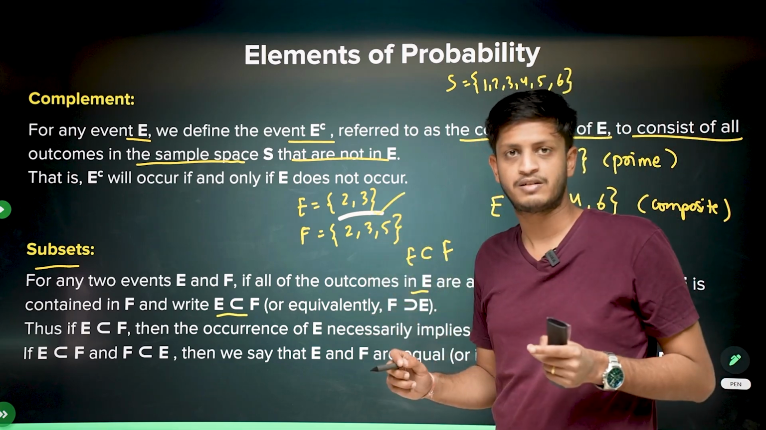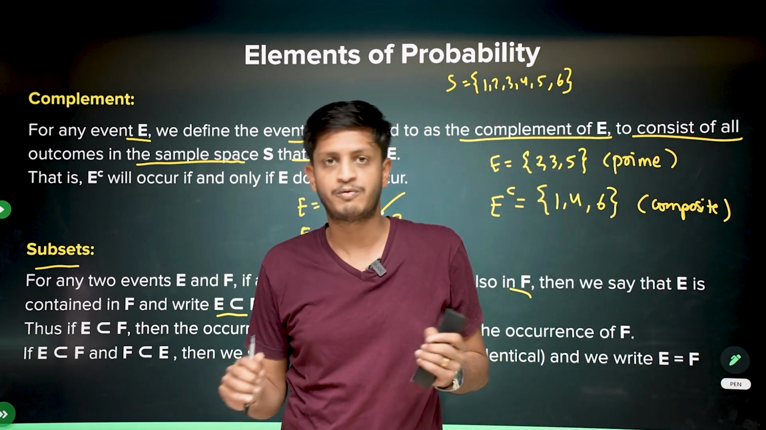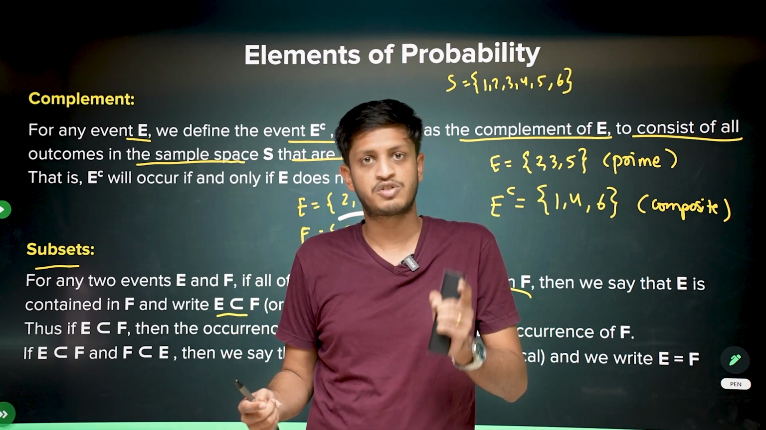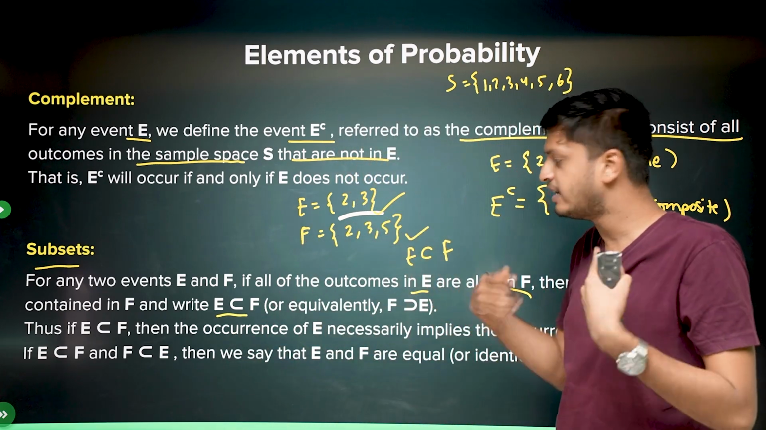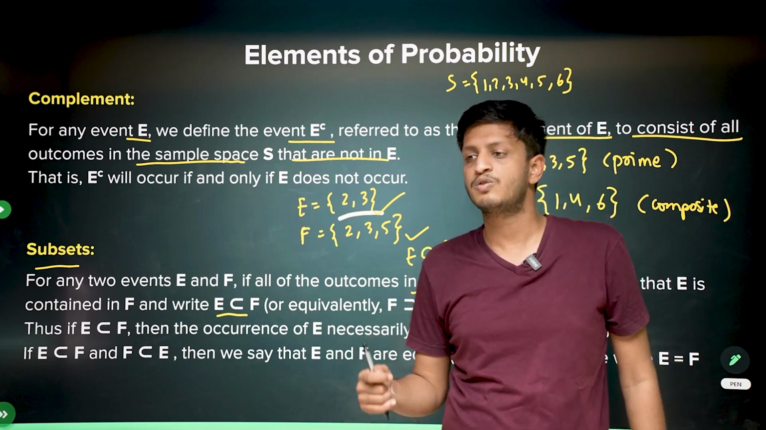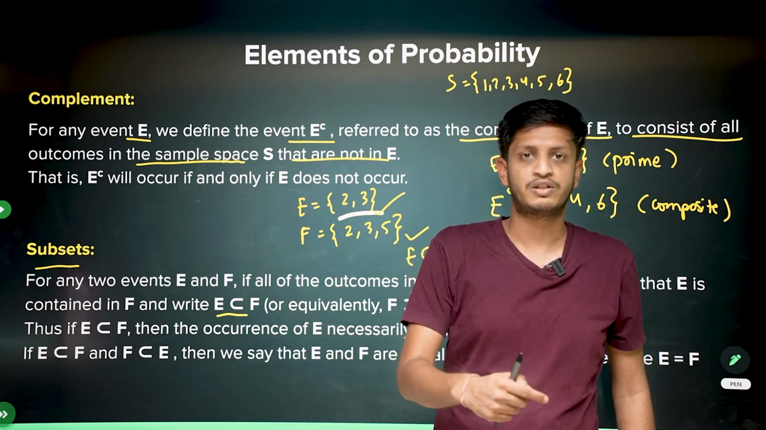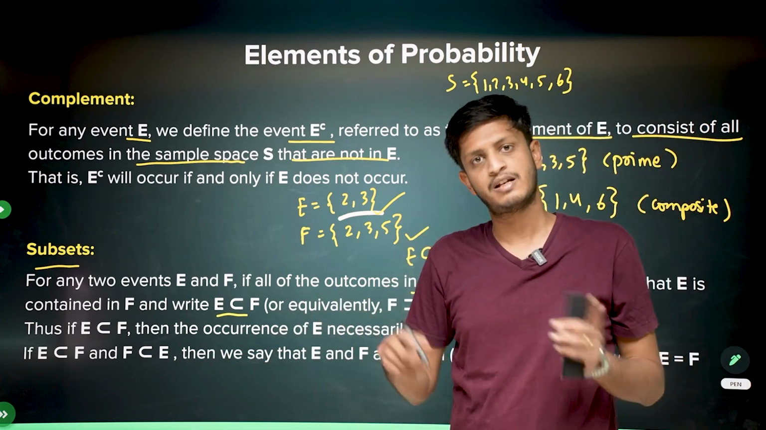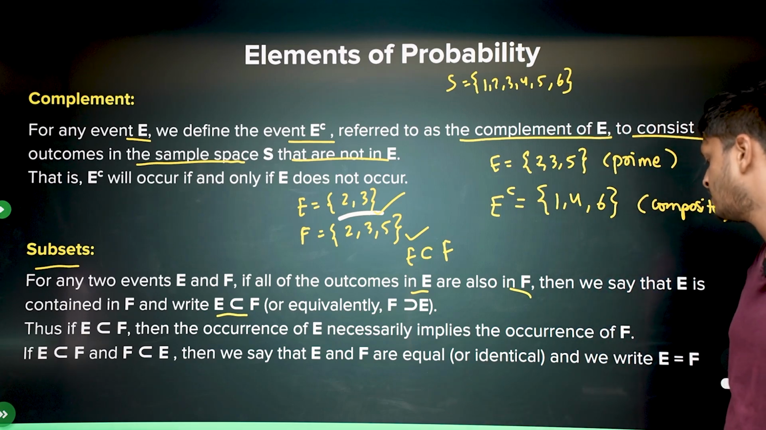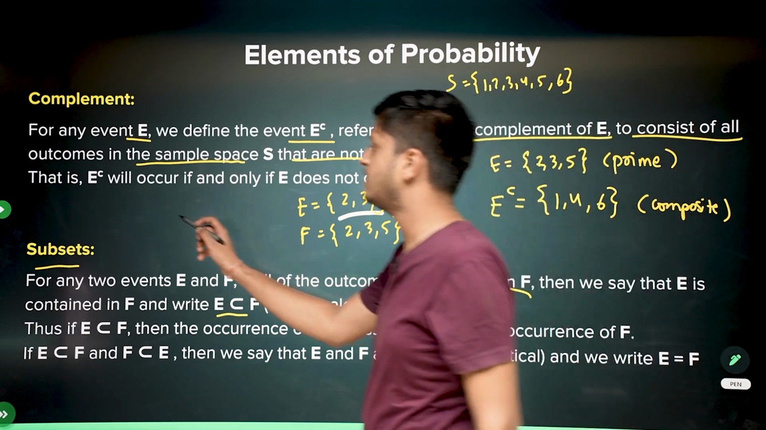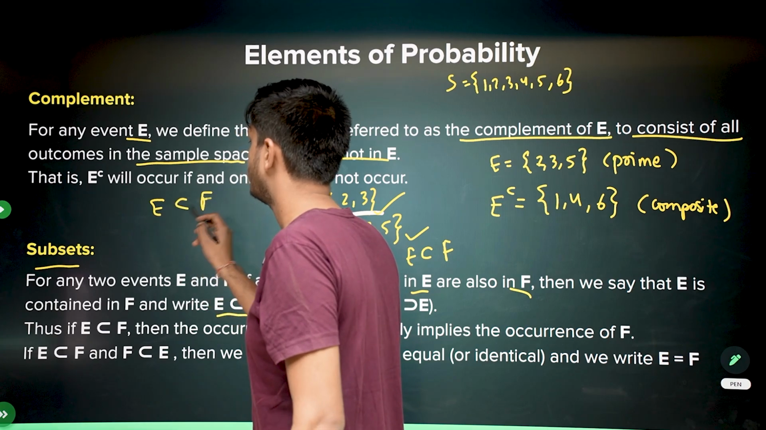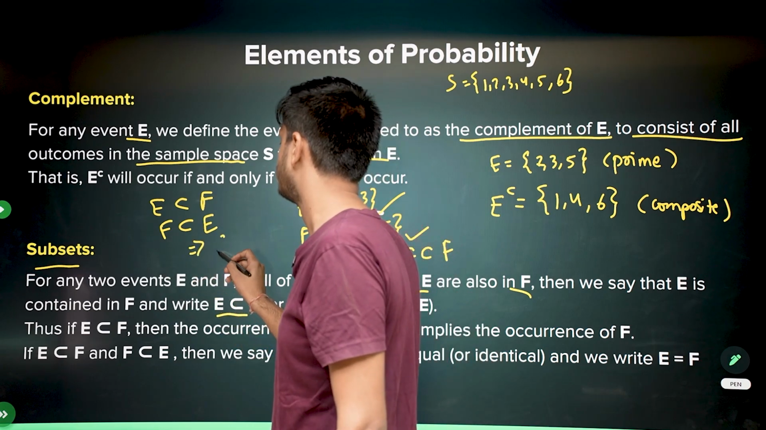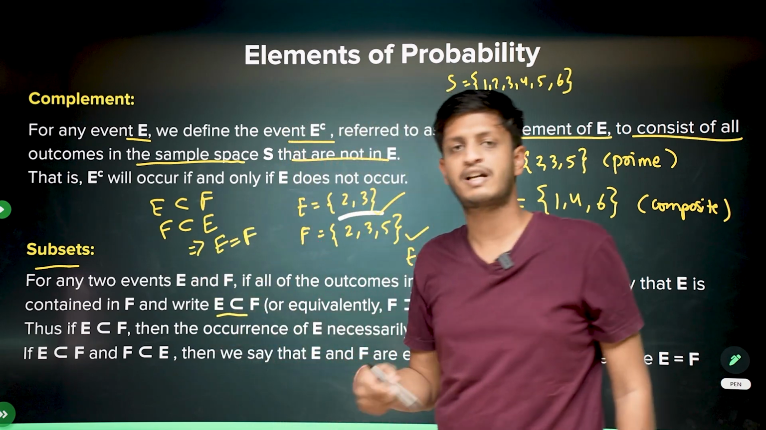So what happens here? If E happens, what does it mean? If you are either getting a 2 or 3 while rolling a die, then F definitely happens, right? Because F says that you should get a 2, 3 or 5. If you're getting a 2 or 3, you are getting a 2, 3 or 5. So if E is a subset of F, if E happens, F happens. And similarly, if E is a subset of F, and F is also a subset of E, then both the sets are equal. These two events are identical.